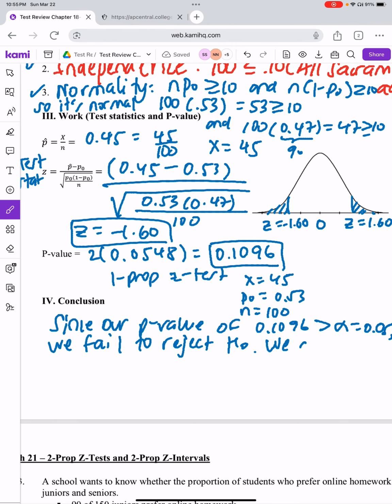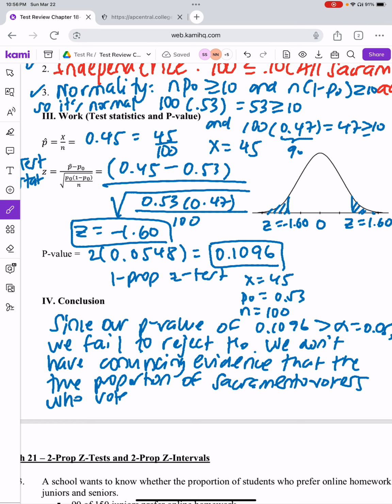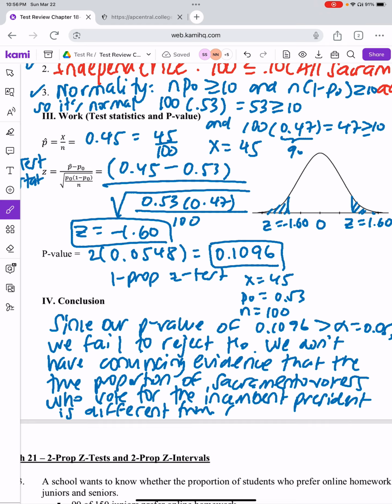We don't have convincing evidence that the true proportion of Sacramento voters who vote for the incumbent president is different from nationwide.